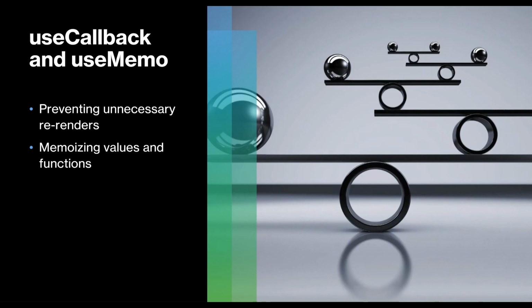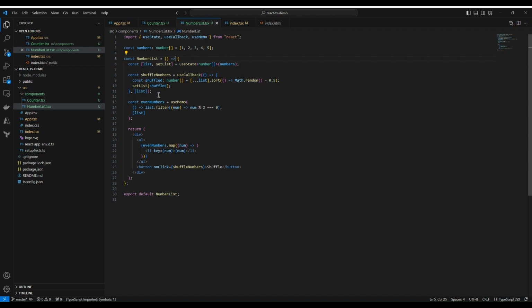Lastly, we'll touch on useCallback and useMemo. When performance matters, and we need to dodge unwanted re-renders or recalculations, these two hooks come to the rescue. Here, we have a list of numbers. Our goal? Display only even numbers and shuffle them. useCallback ensures our shuffleNumbers function doesn't get recreated every render, except when the list changes. We use useMemo for filtering even numbers, ensuring we're not recalculating unless necessary. This way, our app is efficient and snappy.